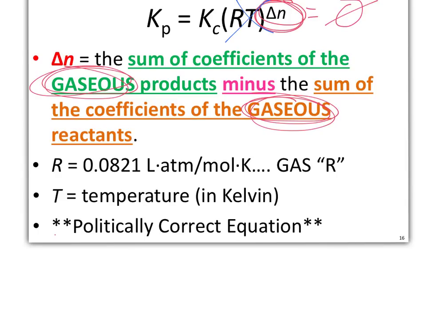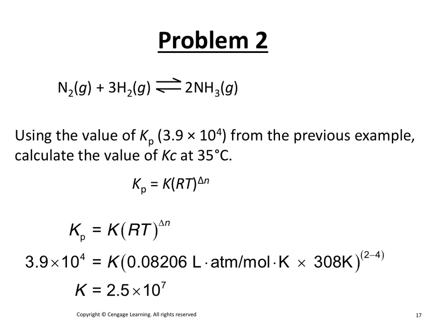The only other thing that I want to mention is, which R would you use and why? Why the gas R? What are you converting to? You're solving for Kp, which is a pressure, and gases have pressures. That's why. Okay, they also call this the politically correct equation. Okay, all right. Problem number 2.